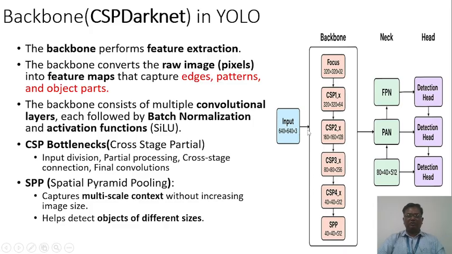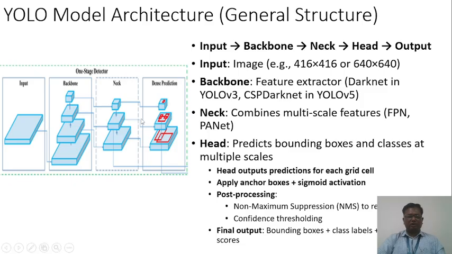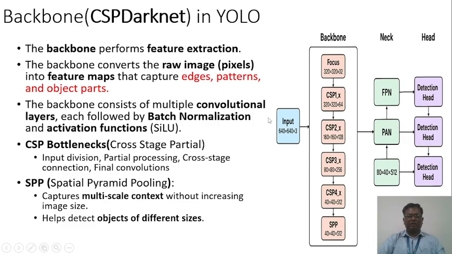Now, how is the backbone working? I told you about 3 parts: backbone, neck and prediction model. Let us see how the backbone works. The backbone is only for feature extraction. The edges, patterns or any object parts in the image are identified, and you can see the structure of the backbone model. If any image is given in this grid, there are CSP and SPP models here.